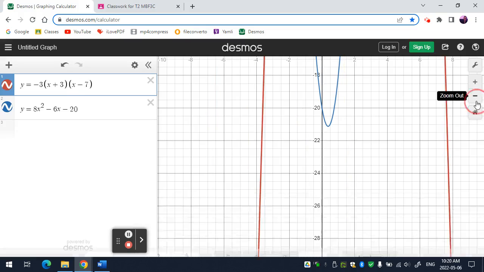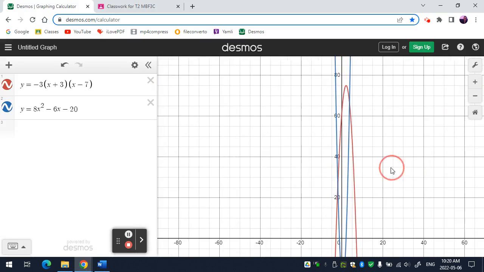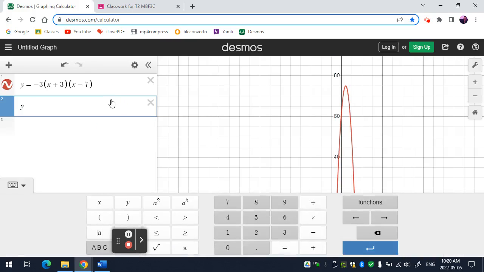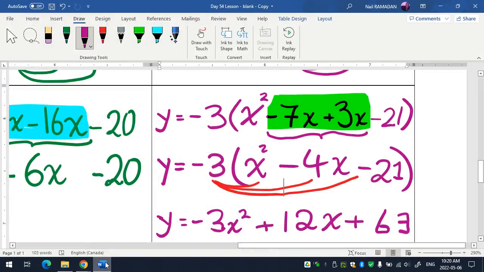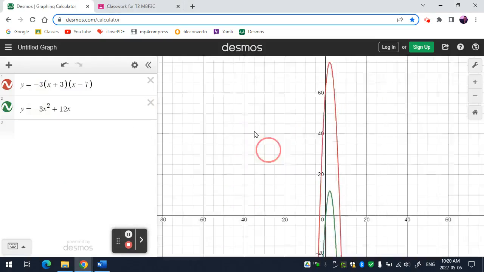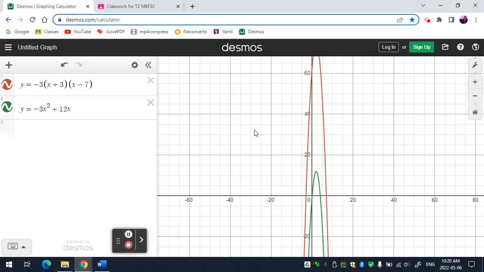Whoa. Big quadratic. Let's do the standard form. Minus 3 x squared. Then what? Plus 12x plus 63. Let's see what happens. What is it now so far? By the way, do you see how they are the same shape? But they're not lining up. It's like 2 hands. They are the same shape, but they're not lining up.